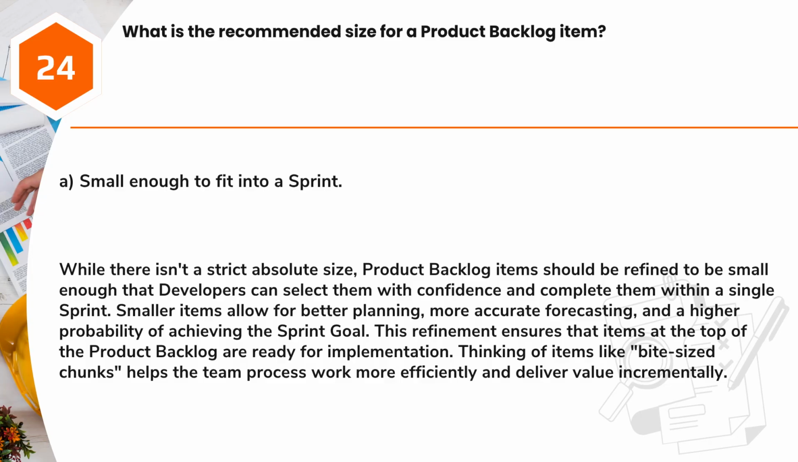Answer: A. Small enough to fit into a sprint. While there isn't a strict absolute size, product backlog items should be refined to be small enough that developers can select them with confidence and complete them within a single sprint. Smaller items allow for better planning, more accurate forecasting, and a higher probability of achieving the sprint goal. This refinement ensures that items at the top of the product backlog are ready for implementation. Thinking of items like bite-sized chunks helps the team process work more efficiently and deliver value incrementally.